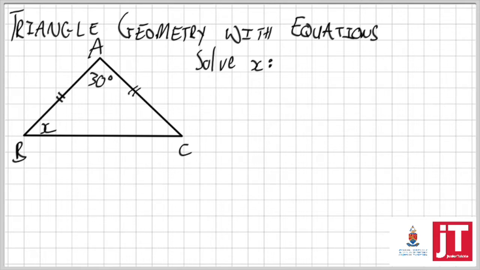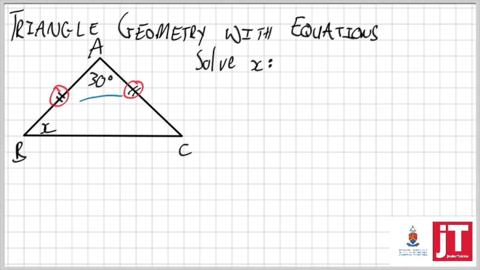I'm going to ask you, take a minute or two, try and solve this one yourself, and then you can unpause, play the video, and look at how we solve it. So what I always love to do is start with what was given to me. It was given that side AB is the same as side AC, which means I've got an isosceles triangle.